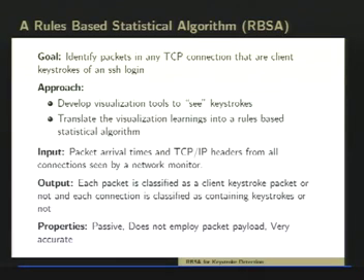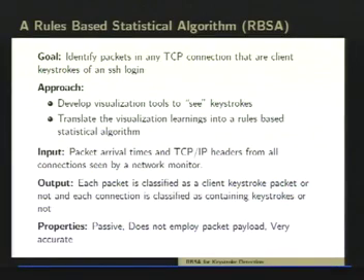The input to our algorithm is the packet arrival times from the network monitor, and also the TCP/IP headers from each one of the packets in a connection. There are two levels of output here. The first level is that each packet in a connection is going to be classified as being a client keystroke packet or not, and the second level of output is going to be at the connection level.